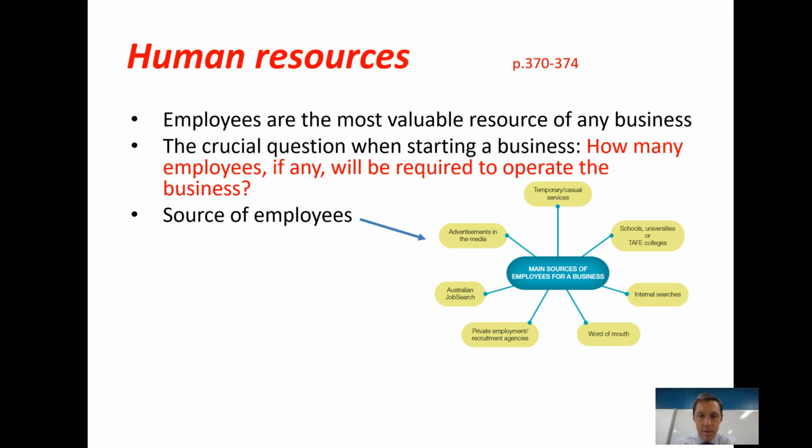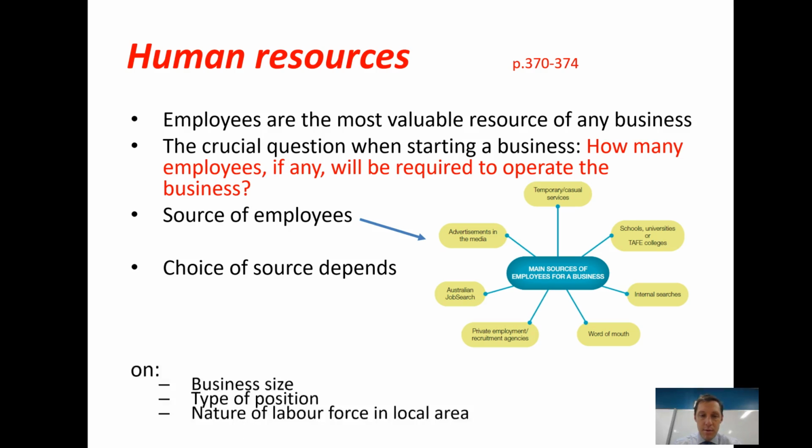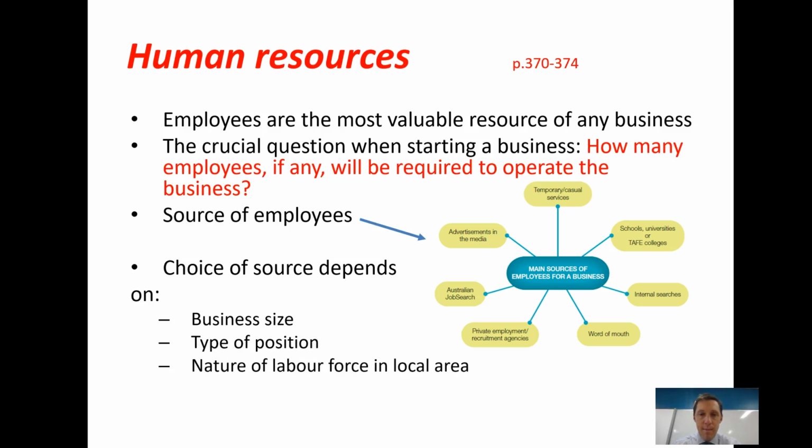Where are they going to get the workers from? There's a diagram there straight out of your textbook which shows you some of the places where organisations can seek to source workers from. The choice of source, however, is going to depend upon how big is the particular business, i.e. if they're going to put an ad in a newspaper, there's a cost involved. Can they afford that cost? If they're going to go with a private employment agency, there's an even greater cost involved, so can they afford that? The type of position, if it's for a CEO role, for example, that's going to dictate a different type of sourcing of that particular employee versus a casual staff member to stack shelves, as an example.